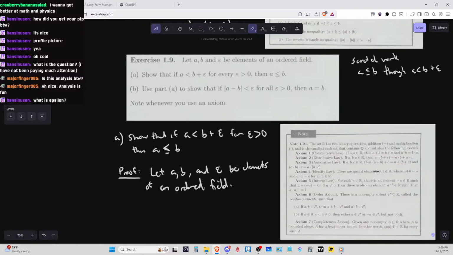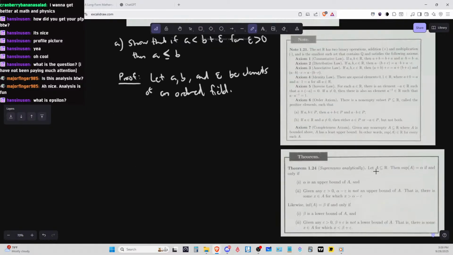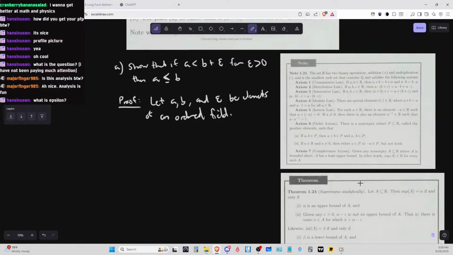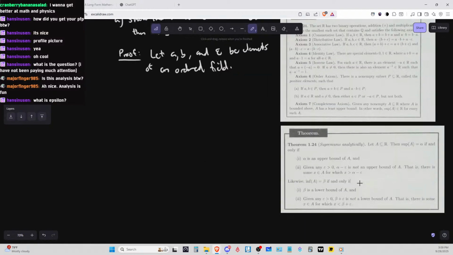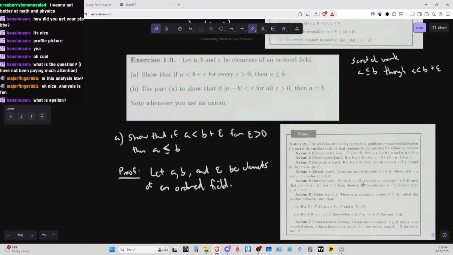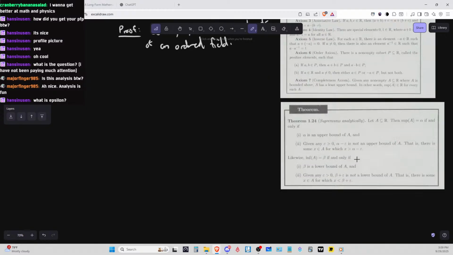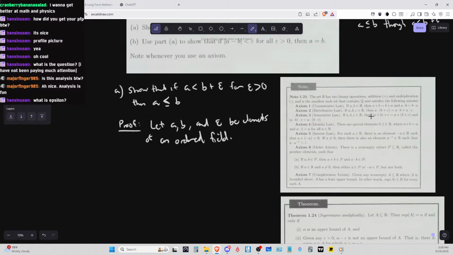To bring in supremum or, I don't think we do, do we? Or do we have to? Maybe we might have to. I don't know. There's nothing about supremum or infimum in here. But epsilon only shows up when it involves supremum and infimum. So I guess we might have to involve them.